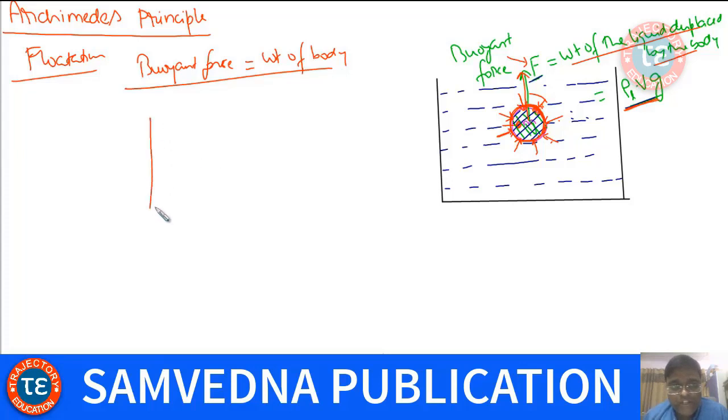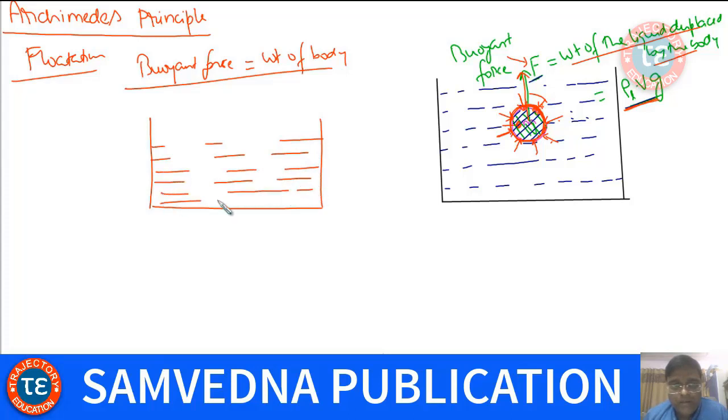That's called flotation. Suppose we have the liquid over here, and suppose we have a substance, say like this, and suppose rho L is the density of the liquid and this is rho of the substance. If rho is less than rho L, then the whole body, in order to float, need not immerse in the liquid. Only a part of the body can emerge, and that will be enough for the body to float.